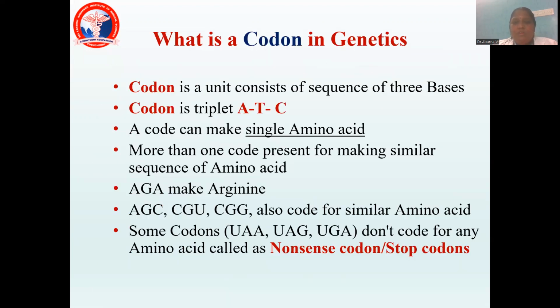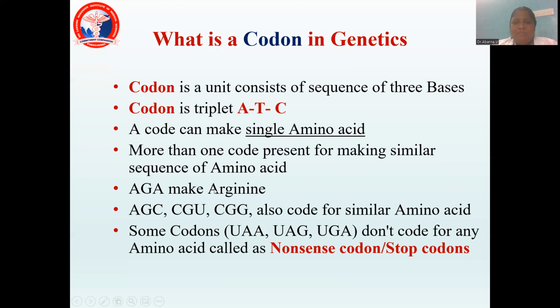And we need to know about certain terminologies. One important term in genetics is the codon. A codon is nothing but a unit consisting of a sequence of three bases. So the codon is a triplet. A single codon can code for a single amino acid. There are 64 codons, and more than one codon is present for making the same amino acid. We all know there are only a few amino acids, but we have 64 codons, so more than one codon can be present for a single amino acid.